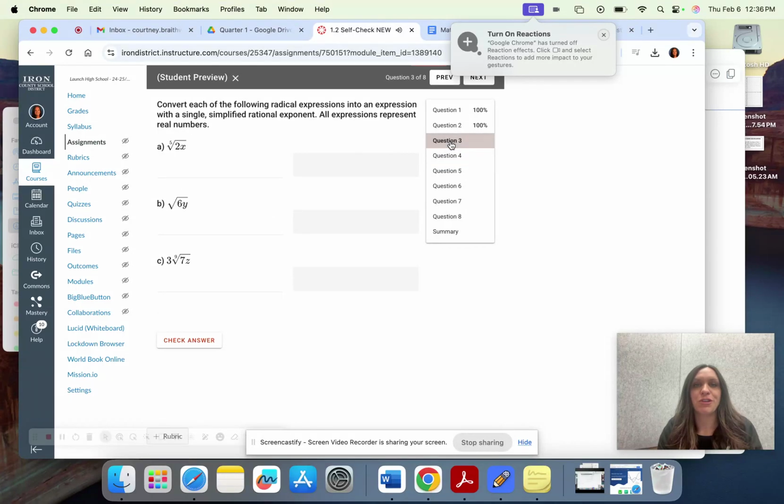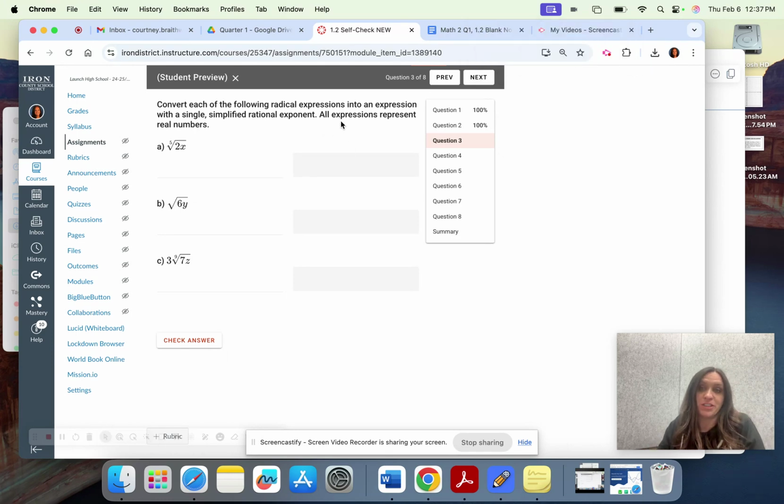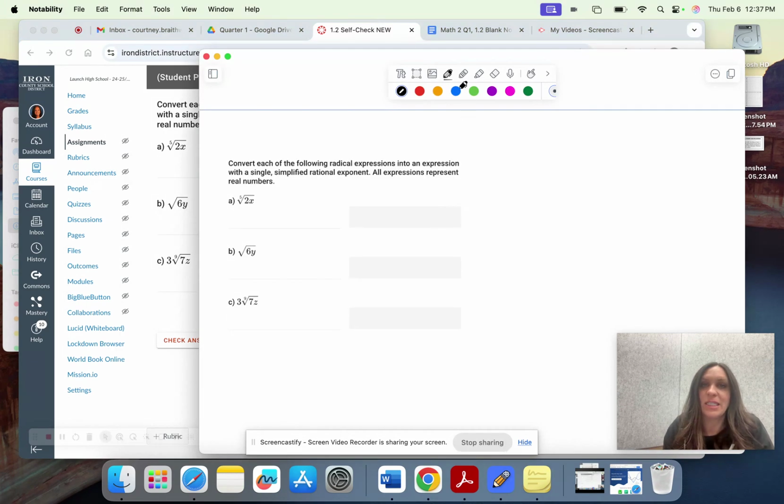Oh, we're on question 3. Okay, convert each of the following radical expressions into an expression with a single simplified rational exponent. All expressions are real numbers. So this is just like our last one. We want a single simplified rational exponent. So that means we want fraction exponents.